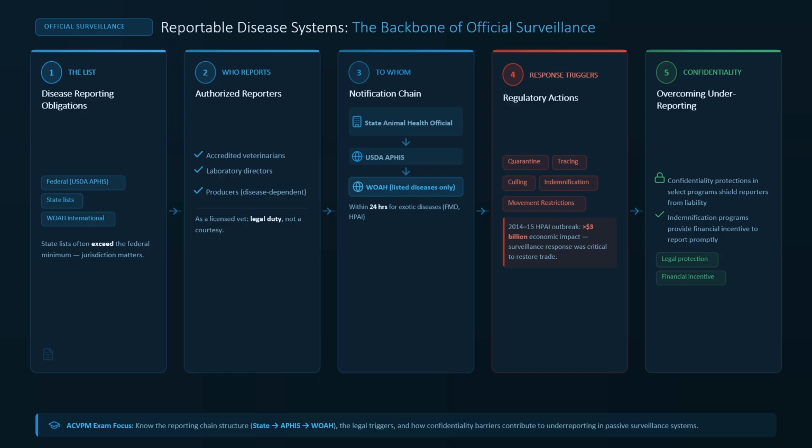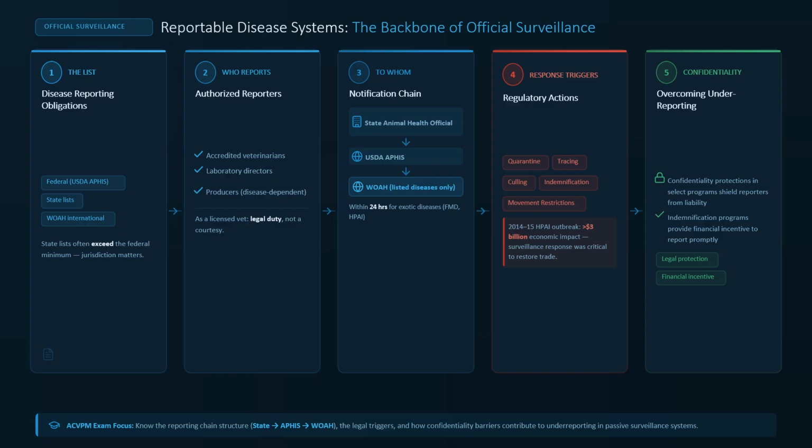potential for rapid transboundary spread, significant socioeconomic or public health consequences, or major impacts on international trade in animals and animal products. The criteria for WOA listing are specific. The disease must have demonstrated international spread potential or significant zoonotic risk or major trade implications. Examples you should know by heart: foot and mouth disease, FMD, highly pathogenic avian influenza, HPAI, African swine fever, ASF, and rinderpest, which was officially eradicated in 2011, the first animal disease ever eradicated globally.